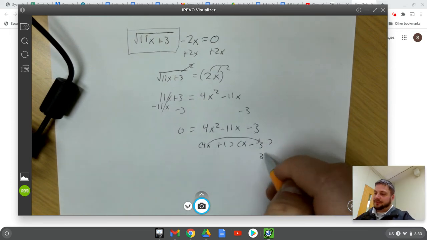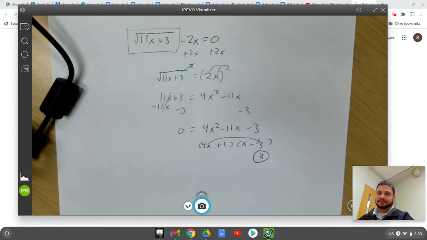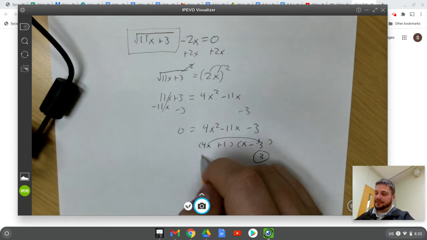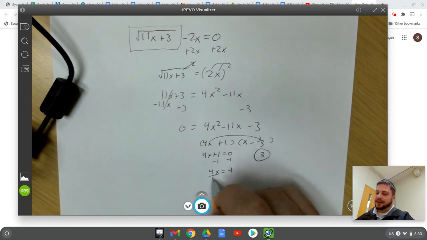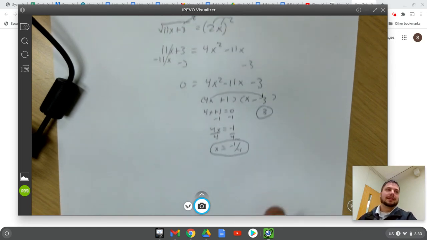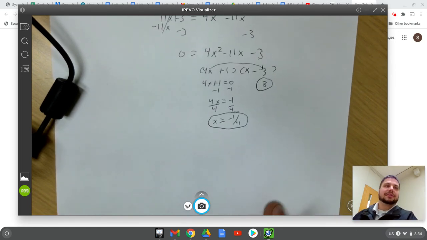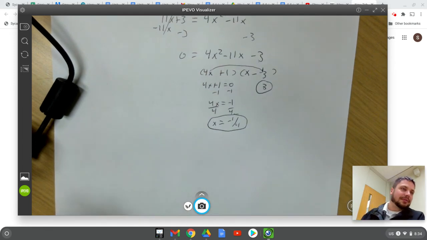So this, of course, gives me an answer of positive 3. Okay, here I set this equal to 0 to get my other answer. I get that 4x equals negative 1, so when I divide by 4, I get that x equals negative 1/4. Okay, so pretty easy, but you just have to remember that you got to solve by factoring it. Okay. One other example here.